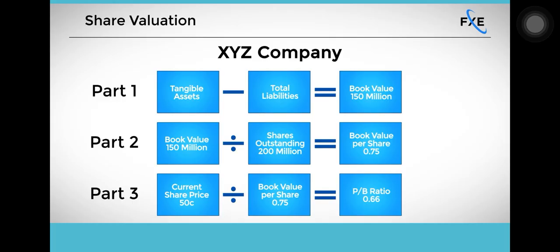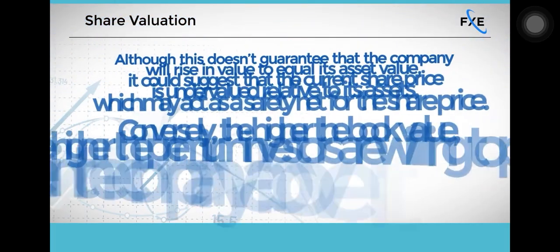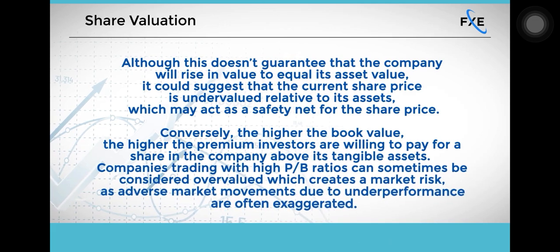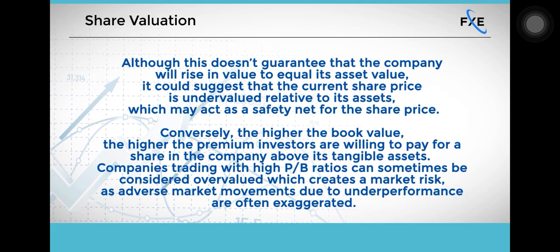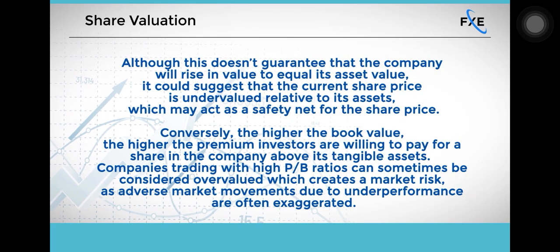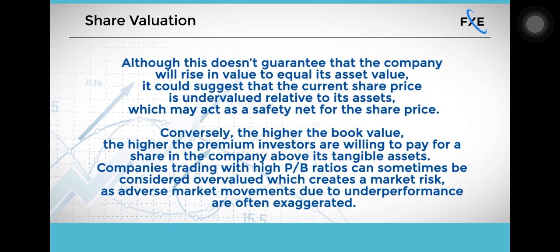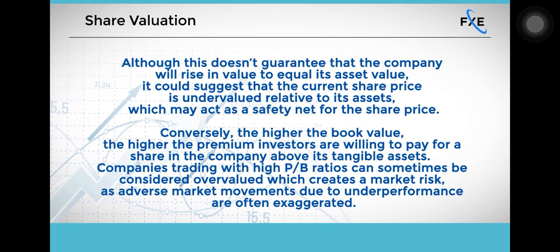If a company has a PB ratio of less than 1, it means that it is trading on the market for less than the value of its assets. Now, although this doesn't guarantee that the company will rise in value to equal its asset value, it could suggest that the company's share price is undervalued relative to its assets, which may act as a safety net for the share price. Conversely, the higher the book value, the higher the premium investors are willing to pay for a share in the company above its tangible assets. Companies trading with high PB ratios can sometimes be considered overvalued, which creates a market risk, as adverse market movements due to underperformance are often exaggerated.